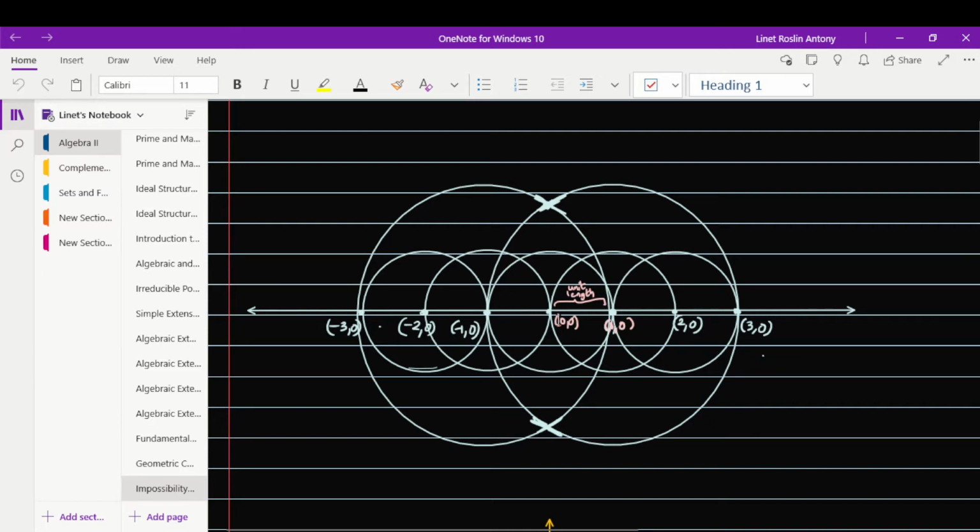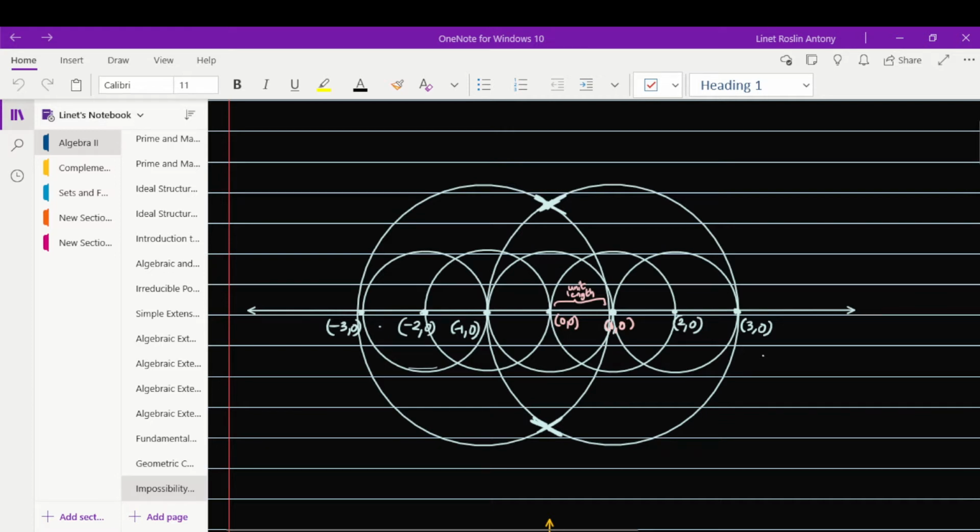And we constructed circles of unit length around 1, 0. Then we constructed a circle around 0, 0. And then we constructed a circle of unit length at -1, 0, and so on. In this format, we said that we could obtain all the ordered pairs having integer coordinates, right? And how can we understand that root 2 is constructible?